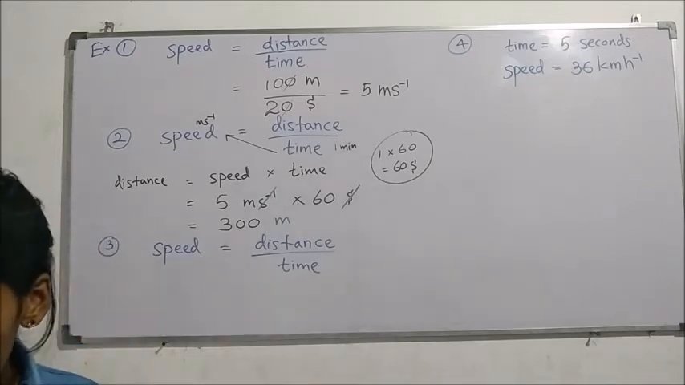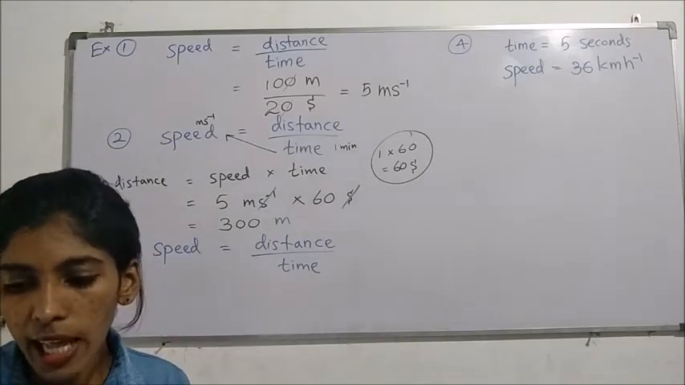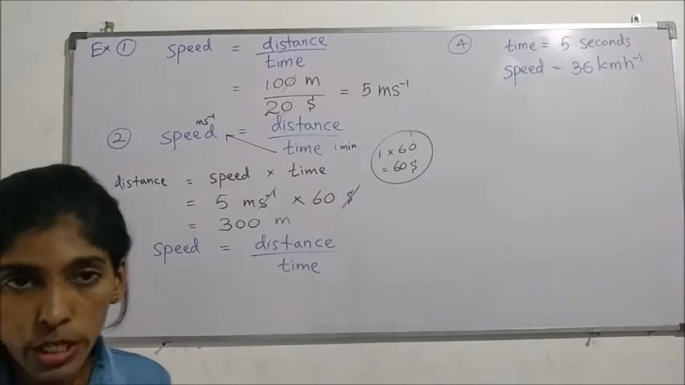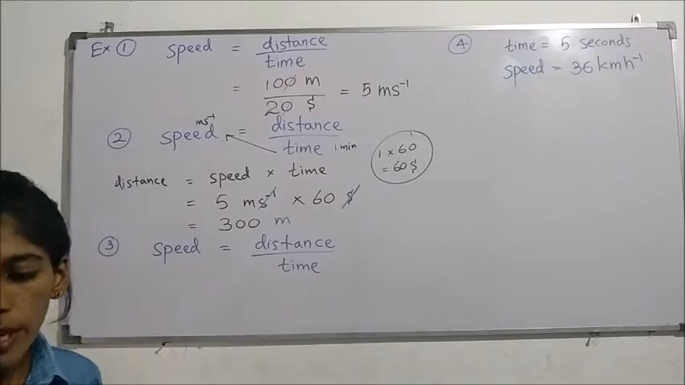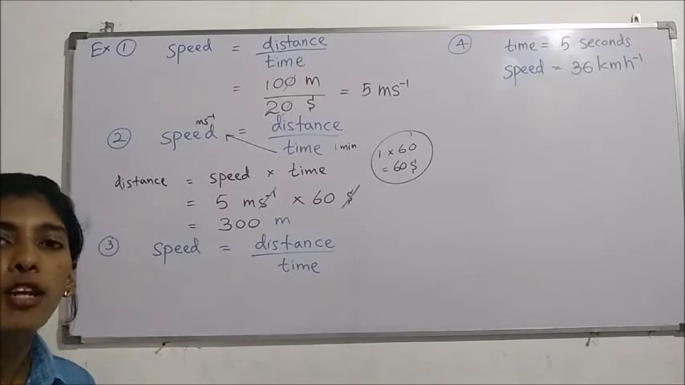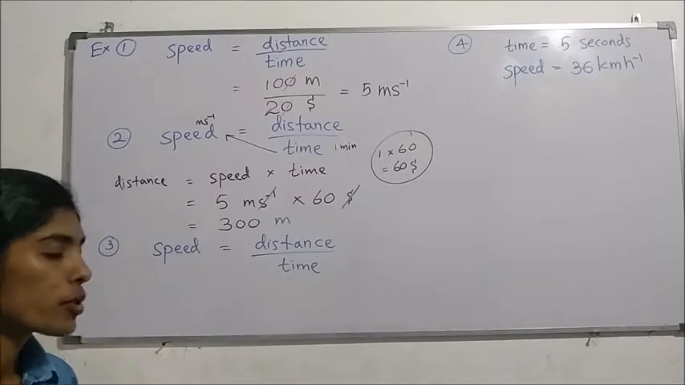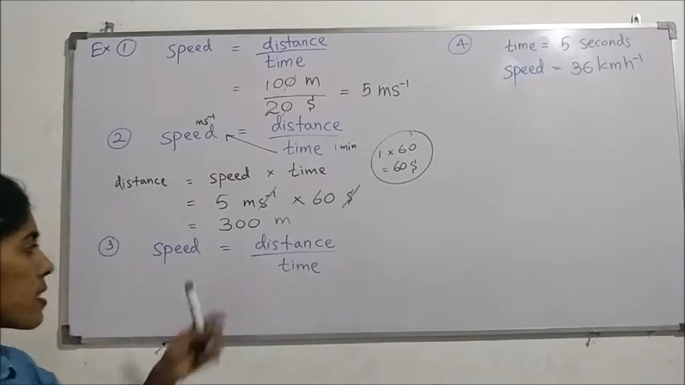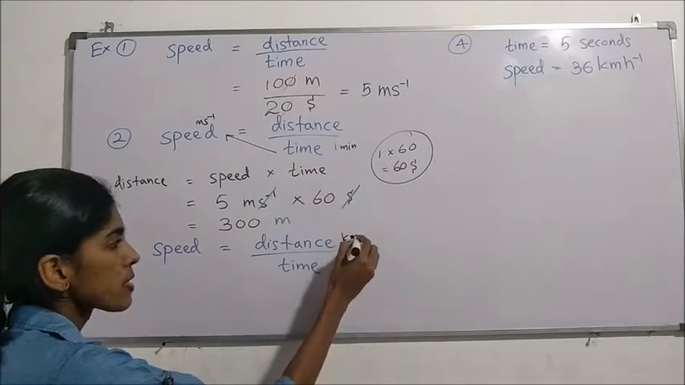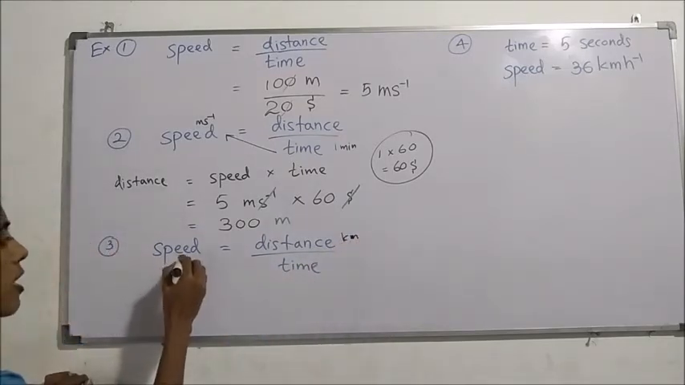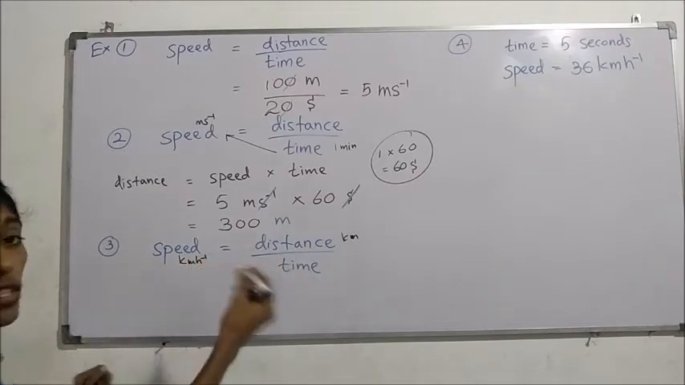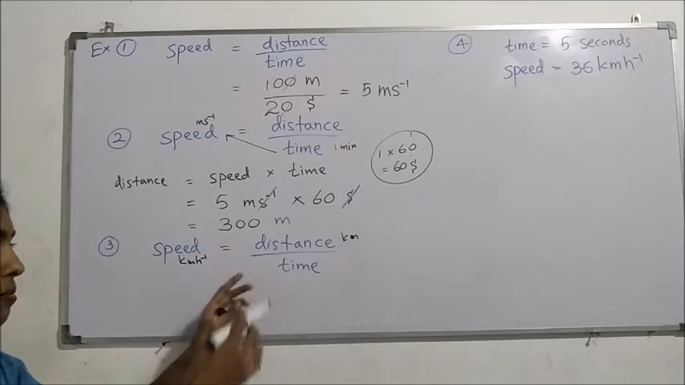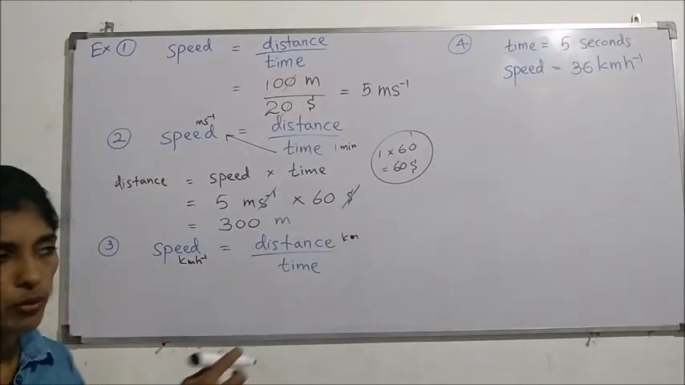Next, third example. Calculate the time it takes for a car to travel 150 kilometers on a highway at a uniform speed of 60 kilometers per hour. There is no problem with the units because the distance is given in kilometers and the speed is given in kilometers per hour. So nothing to be converted here, but here we need to find what? The time. So you better make this time alone.